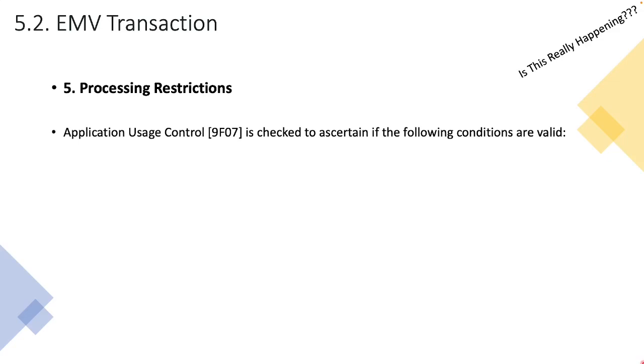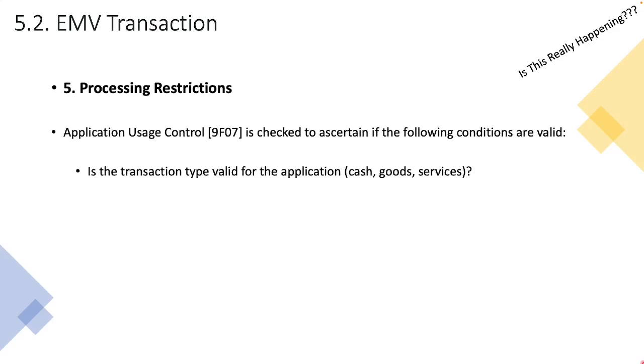We then look at application usage control, tag 9F07. I'm hoping you guys do remember this from the issuing section we did a few videos back. Okay, and so we want to check if certain conditions present in the transaction are valid.